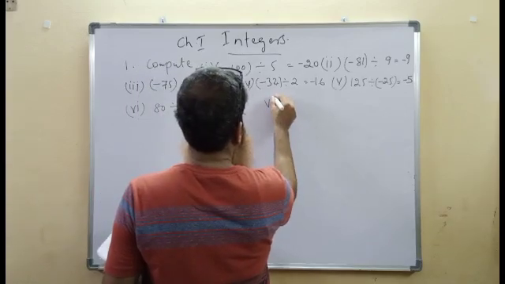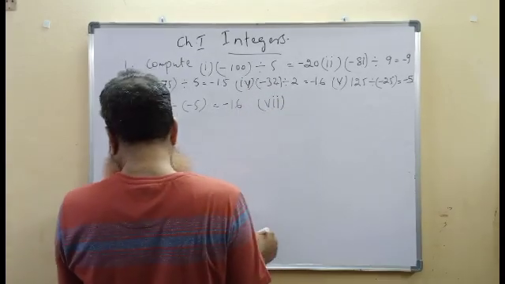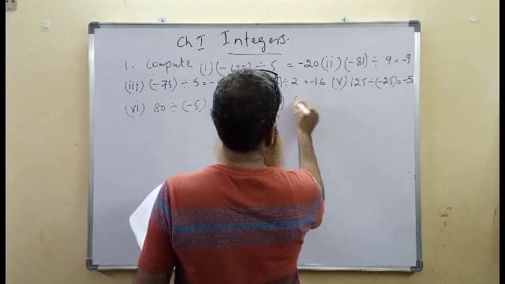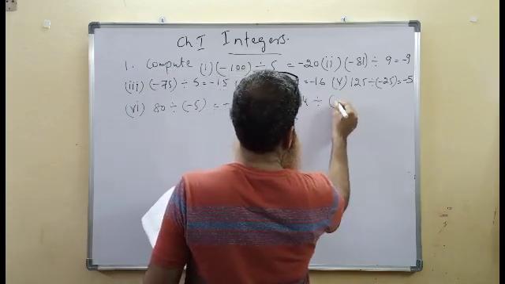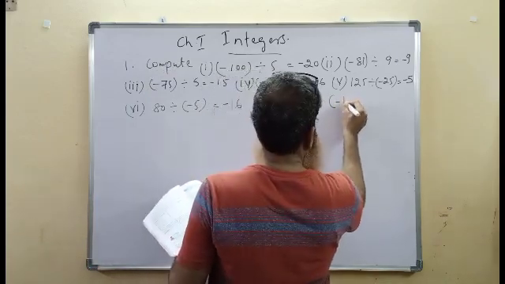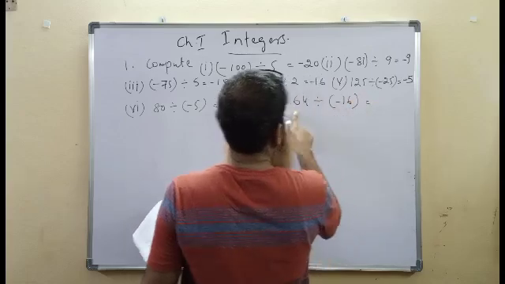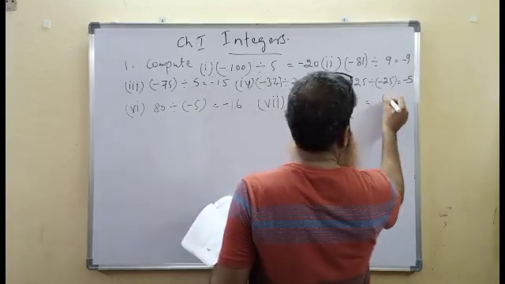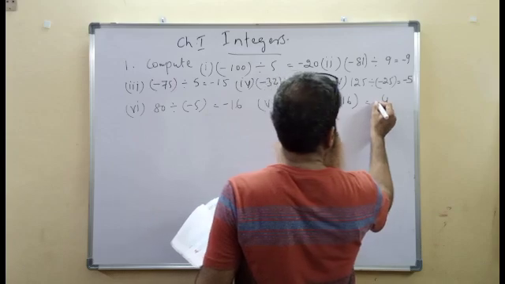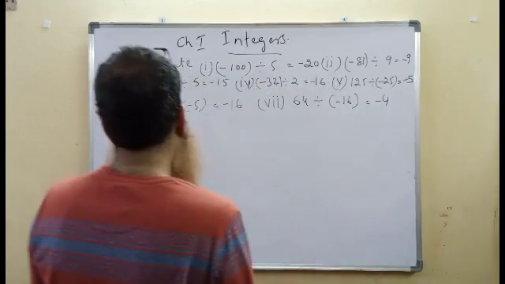Then the seventh and last bit, 64 divided by minus 16. 64 divided by 16 is 4, but this 16 is minus, so the result will also be minus, a negative integer.